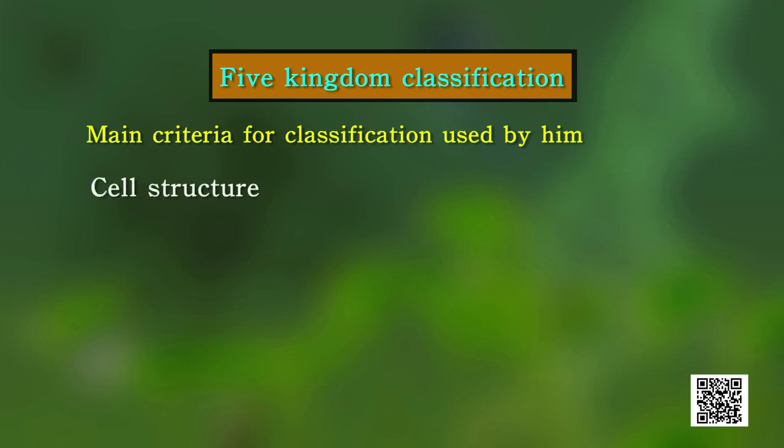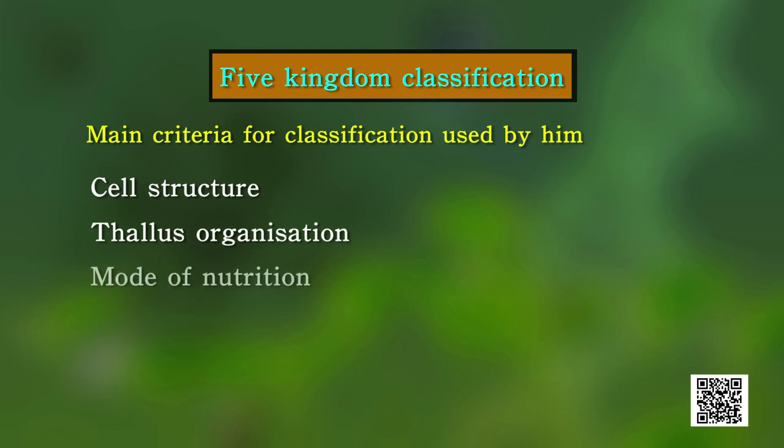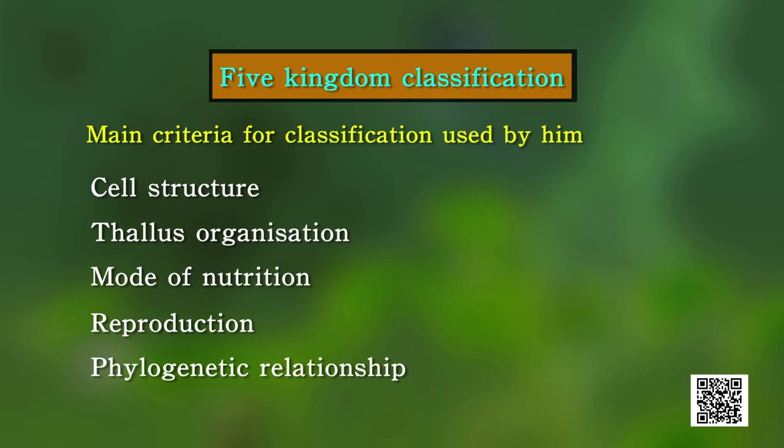The first one was the cell structure. Cell structure means whether the cell is eukaryotic or prokaryotic. Then what type of thallus it is having, what type of body organization it is having, mode of nutrition, whether it is autotrophic or heterotrophic, then what type of mode of reproduction it is having, and phylogenetic relationship. Phylogenetic relationship means we are trying to study the evolutionary relationship between the different groups. So by using all these criteria, R.H. Whittaker had proposed a 5-kingdom classification system.